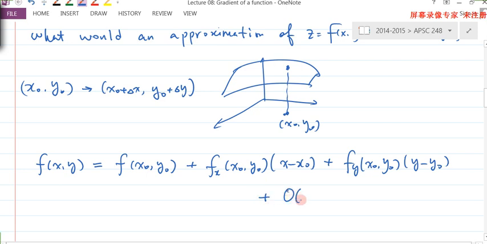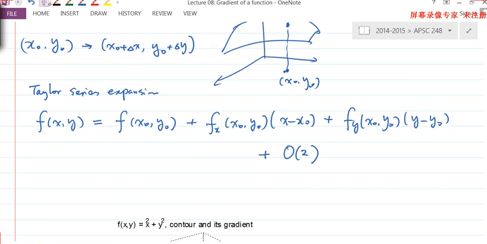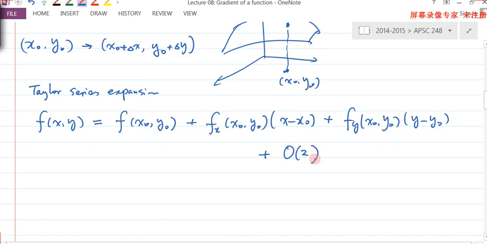plus some higher order terms. I'm neglecting the higher order terms here for the Taylor series. You're going to have second order, third order, and then it goes on to infinity. That's the Taylor series expansion. Now we said we wanted to approximate, meaning I'm going to neglect the higher order terms and only look at these terms. So we end up with f approximately equal to this, because you're neglecting the higher order terms.